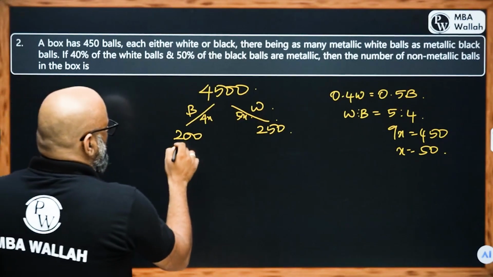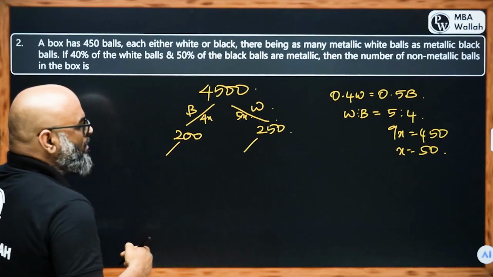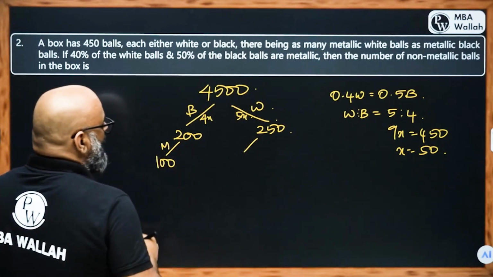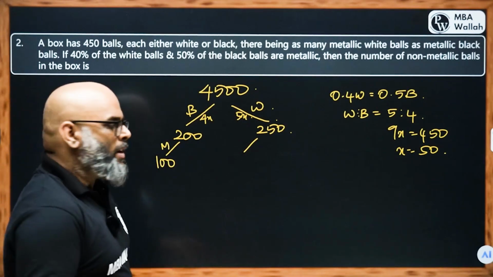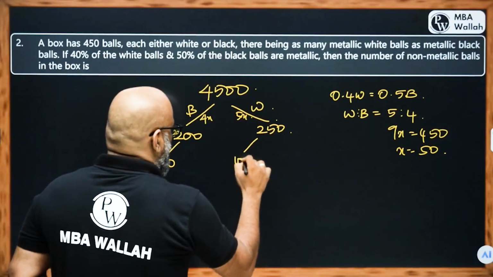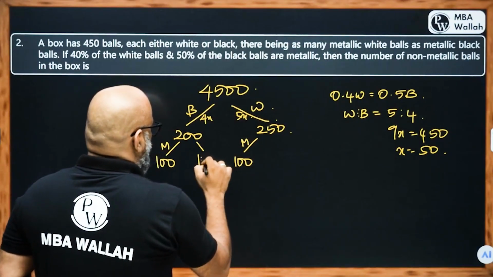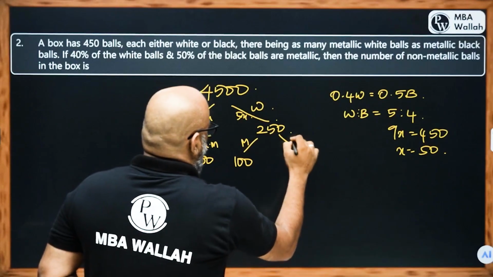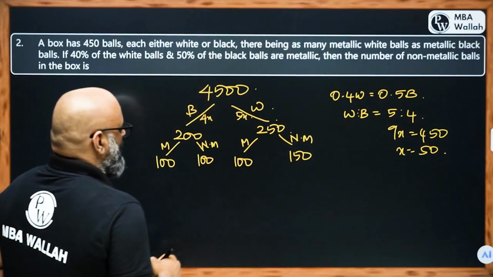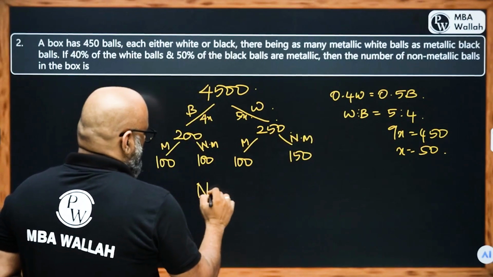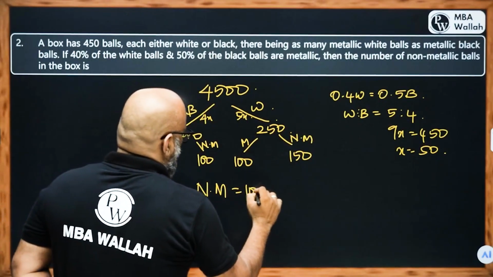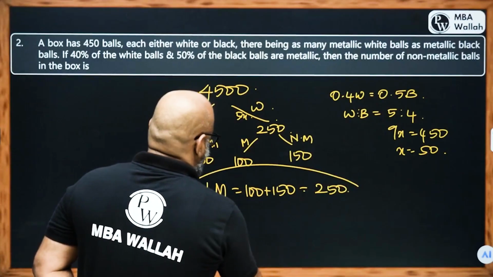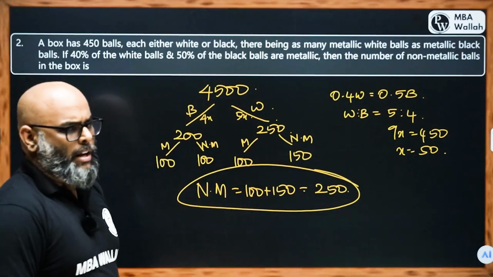Now we know 50% of the black balls are metallic, which means 100 of them are metallic. The number of metallic balls are equal in both colors, so this will also be 100 metallic, which means 150 non-metallic are there. So the number of non-metallic balls will be 100 plus 150, 250 balls, and that will be our answer.